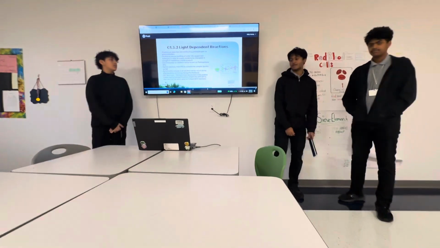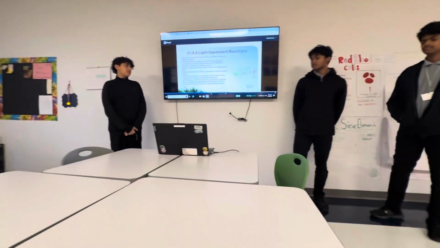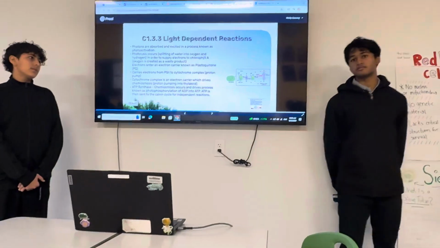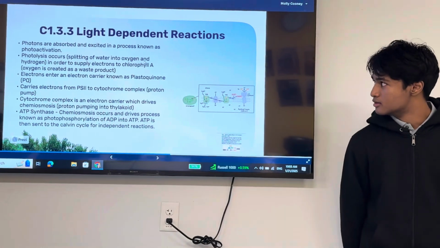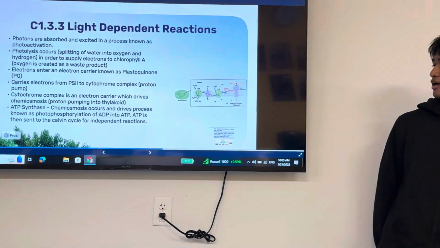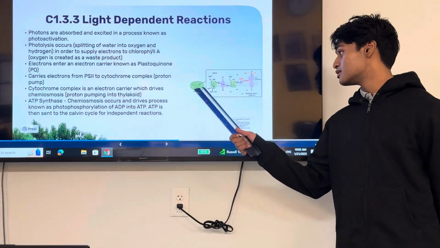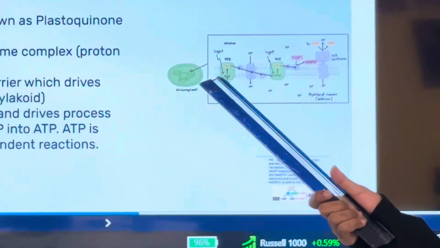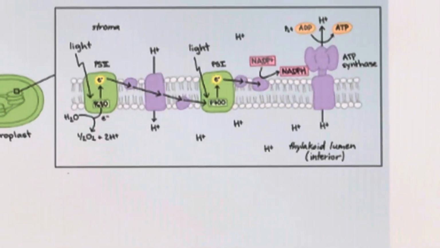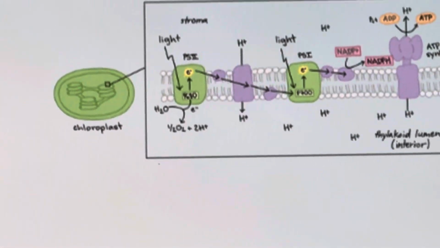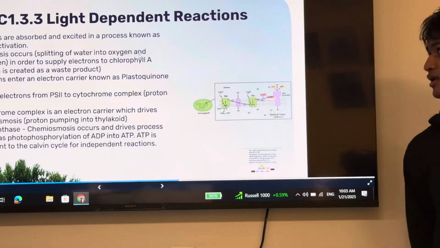Alright, this is light-dependent reactions. The difference between light-independent reactions and light-dependent reactions, first and foremost, is the location of where it occurs. Light-dependent reactions occur inside of the chloroplast, in locations called thylakoids. So thylakoids is where all of your light-dependent reactions occur.